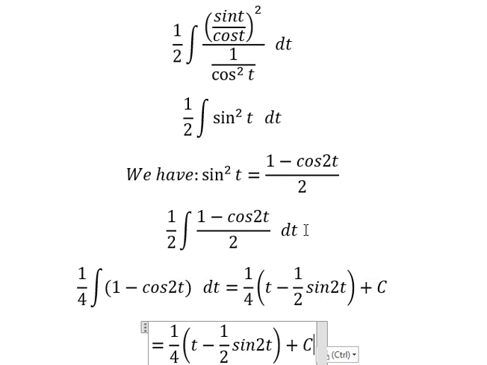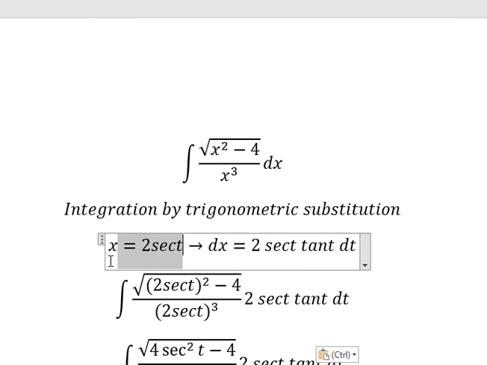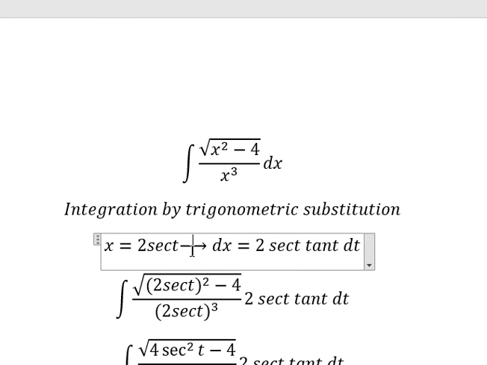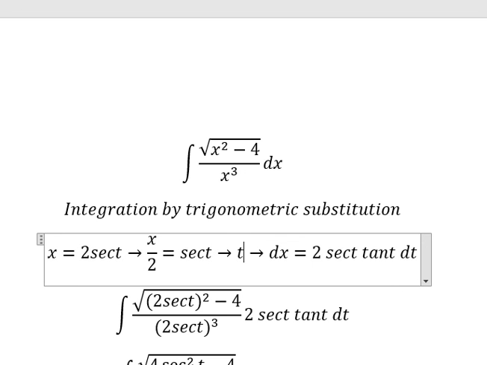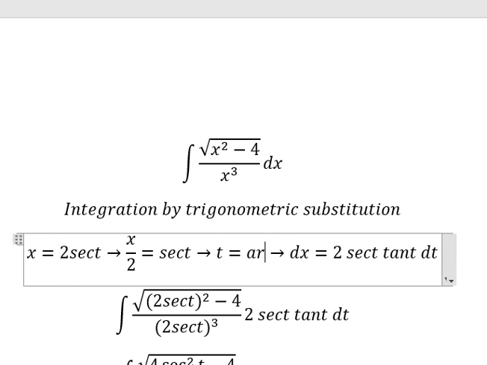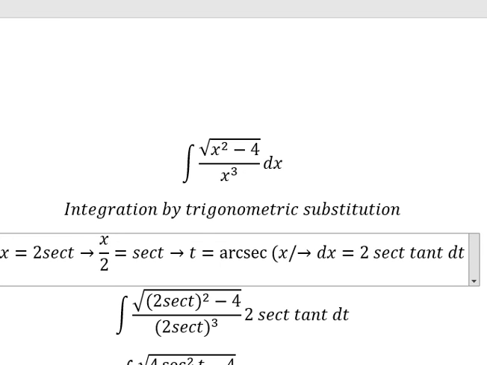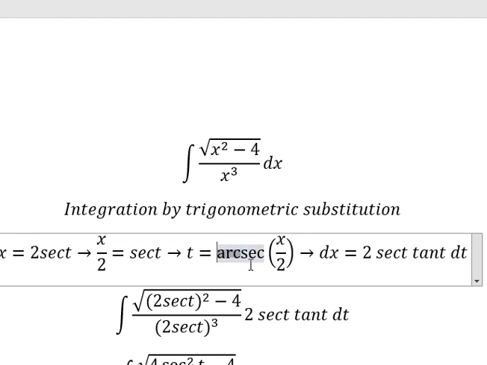About t, that is about this one, so we divide both sides by number 2, and we have t equal to arc secant of s over number 2. So I will put this one to change for t.